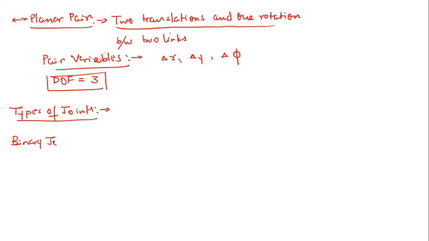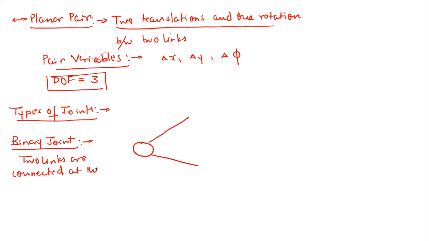Binary joint. As the name suggests, if it is a binary joint or a binary kinematic pair, then two links are connected at the joint.